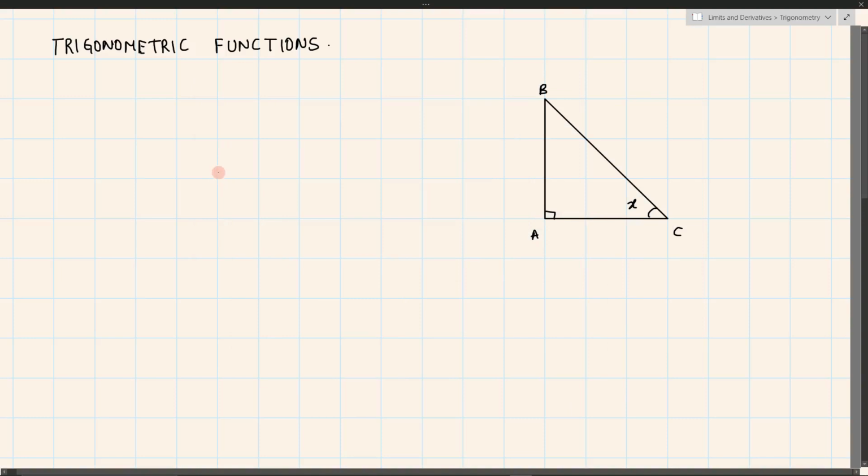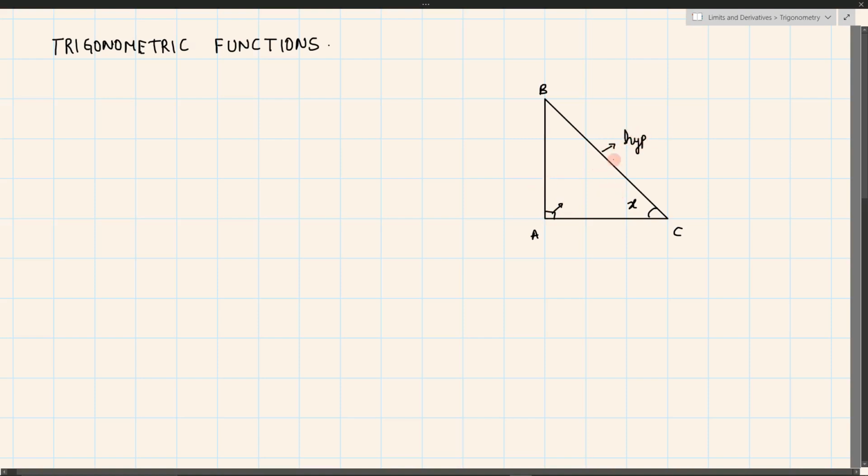So we'll be discussing the different trigonometric functions and some of the relations between them. So let's start. Trigonometric functions are defined on the sides of a right angle triangle. If we take a right angle triangle, for example ABC as shown here, we'll have three sides. The side opposite to the 90 degree angle will be called the hypotenuse, right?